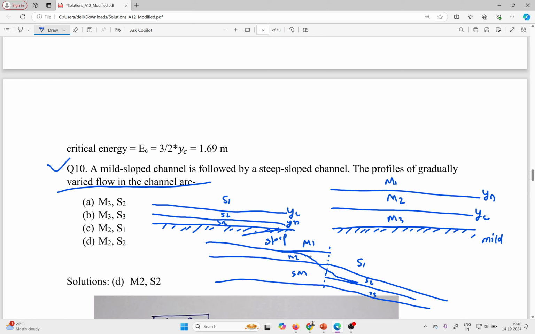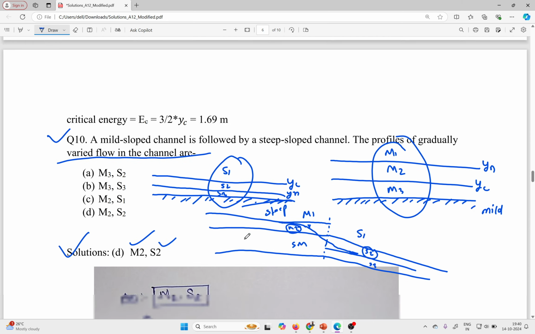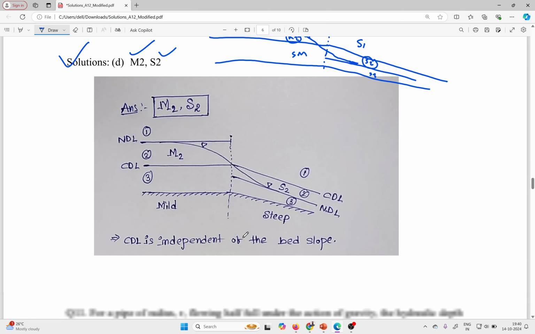So your flow depth is in M2. Here in this steep slope, your flow depth is S2. So your final answer will be that the flow profile looks like M2, S2, as per this nomenclature. This is the standard nomenclature, you can follow it. So the solution is M2 S2. Now we'll move on to the next question.